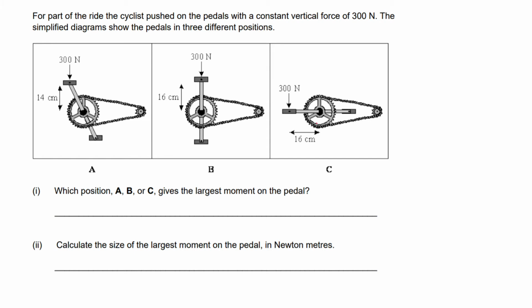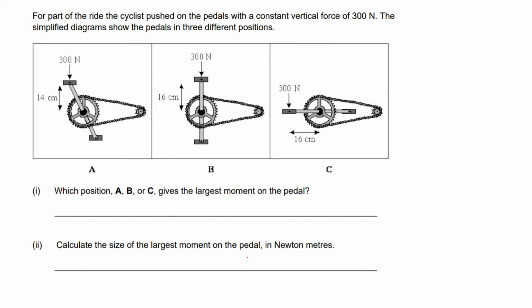You can see that this one will be 0, because this is along the line passing through the pivot. You can see that this one's at an angle, so this won't give the largest, and also this one says 14, and that says 16. So 14 is less than 16, so this will be less. So can you see that the answer is C, because 300 newtons is perpendicular to 16 centimeters.